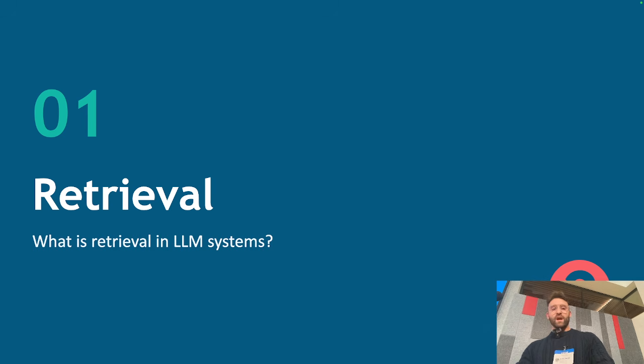So first of all, what is retrieval with respect to large language model systems? And in particular, I'm going to talk about the application layer. So if you're building, the best example would be a user-facing chatbot. How do you do retrieval? Why do you do retrieval? But there is a lot of retrieval that happens on purely back-end services as well. But I'm mostly going to talk about user-facing chatbots and things like that.